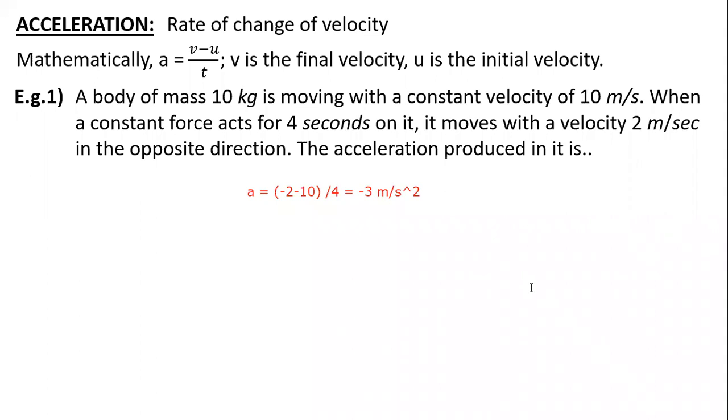Yeah, Kushal? Hello, sir. Yeah, tell me. Sir, you took 2 as negative because it was in the opposite direction. Correct. Because it is a velocity, no? And velocity has a direction. Okay, sir. Thank you, sir.